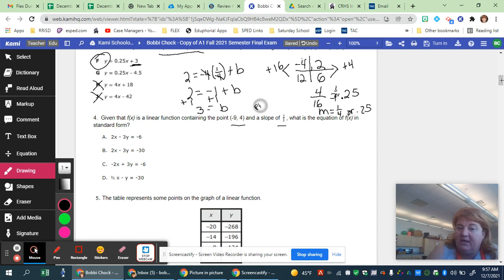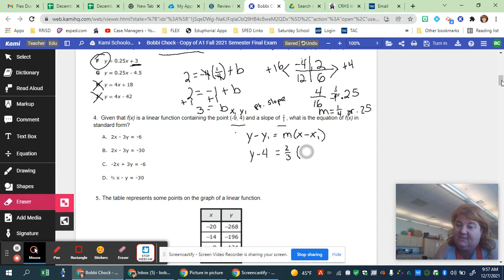This we can write in point slope because we have a point and we have a slope. If you remember, point slope is y minus y1 equals m times x minus x1. Okay, so now we can just plug this in, because this is x1 and this is y1. So we have y minus 4 equals 2/3 times... nope, hold on. x minus a negative 9. So it's going to be plus 9.